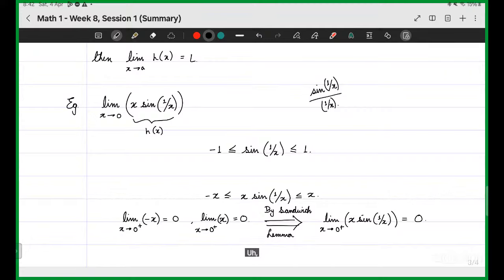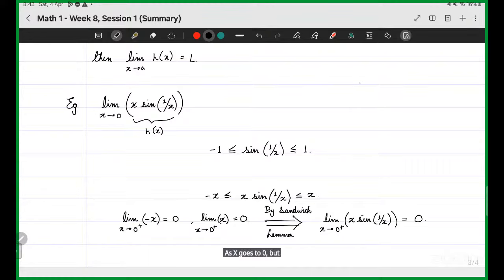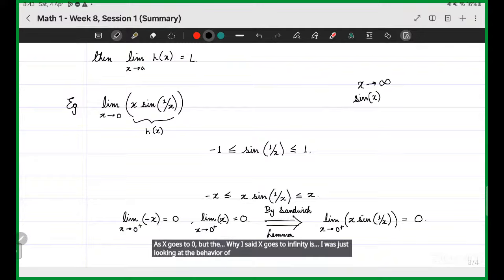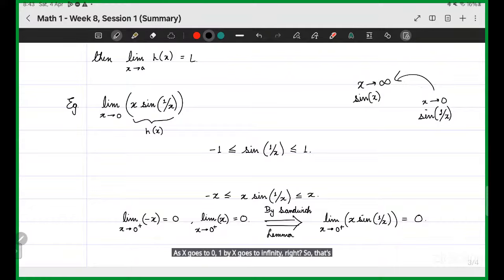For the individual limits, we are checking as x goes to infinity or as x goes to 0. The reason I said x goes to infinity is that I was just looking at the behavior of sin x as x goes to infinity. But here we want sin 1 by x as x goes to 0. So as x goes to 0, 1 by x goes to infinity, right? That's why I looked at this behavior. Okay, got it.